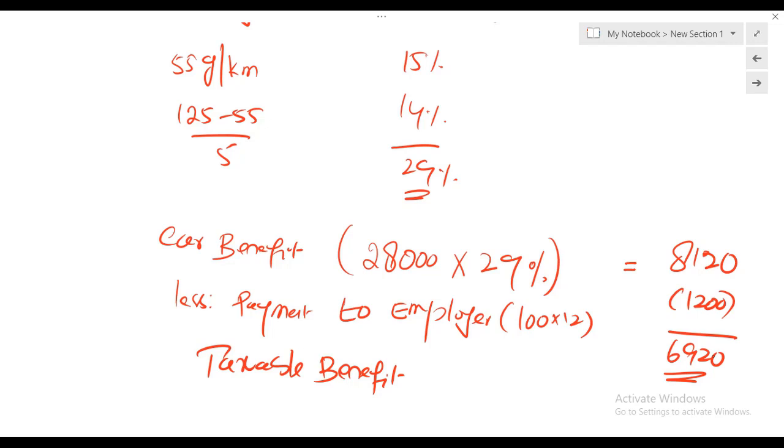So now, dear student, listen carefully. If the employer is paying for the maintenance cost of the car, and if the employer is paying for road license, then these both things we need to ignore. You are not going to take them as taxable benefit, because while calculating CO2 percentage, these benefits are already built in. So no need to calculate them separately, no need to add them separately.